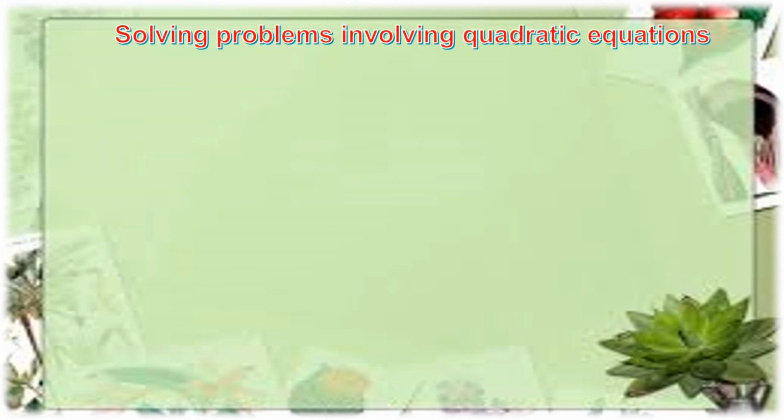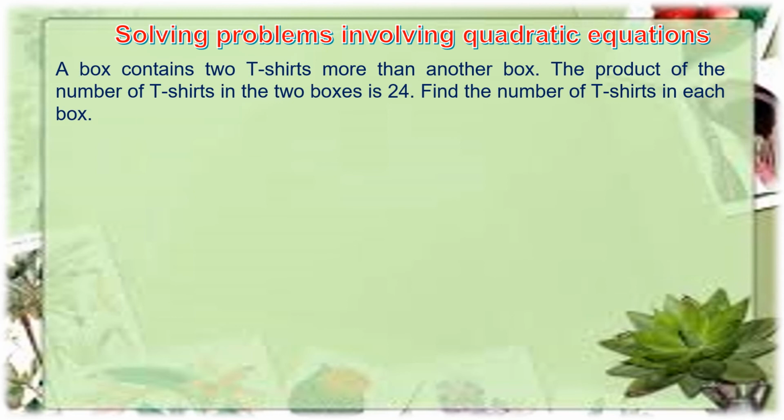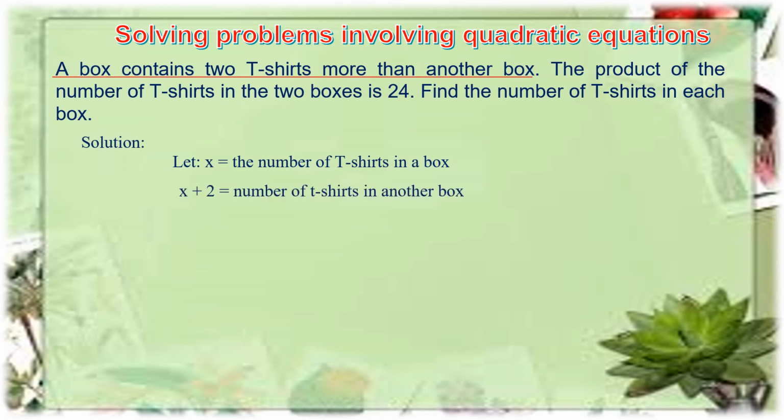Now let us have solving problems involving quadratic equations. Let us read all together the problem. A box contains two t-shirts more than another box. The product of the number of t-shirts in the two boxes is 24. Find the number of t-shirts in each box. So in here, we are going to represent the number of t-shirts in a box as x and the number of t-shirts in another box as x plus 2. Then we are going to have the working equation as x times x plus 2 is equal to 24.